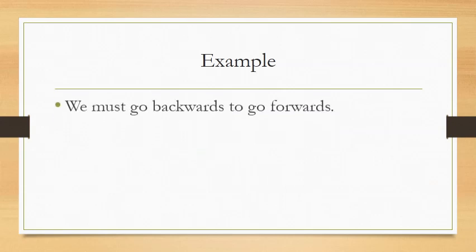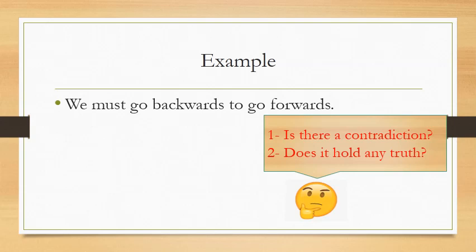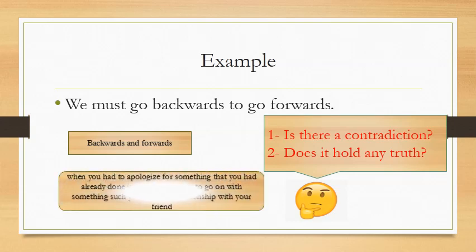Another example. We must go backwards to go forwards. Ask yourself, where is the contradiction? Is there a contradiction? Could somebody go backward to go forward? It doesn't make sense. Going backward and going forward is a contradiction in itself. Then, what does the author mean by it? Why did the author use it? I'll give you a hint.